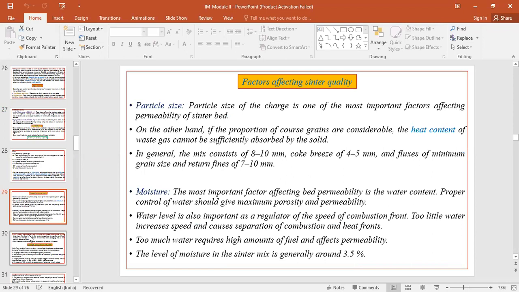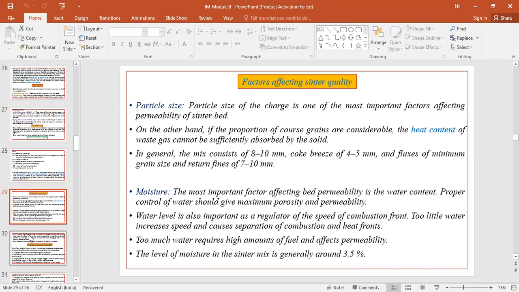What are the factors which are affecting the sinter quality? If you see, first one is the particle size. We basically maintain a certain size range for all the raw materials which we are using in the sinter making process.